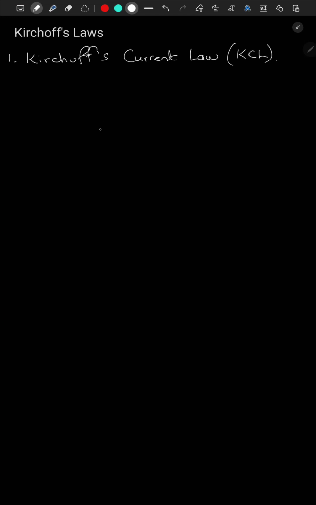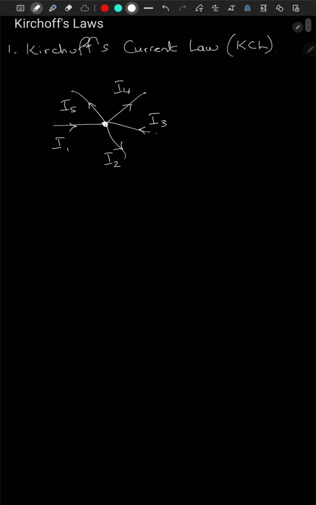This law states that if we have a node, okay, this is a node, and these are currents I1, I2, I3, I4, I5. This law states that the current entering a node is equal to the current leaving that node.